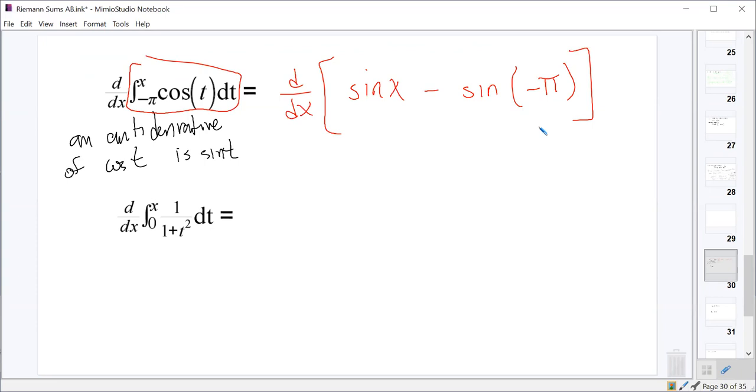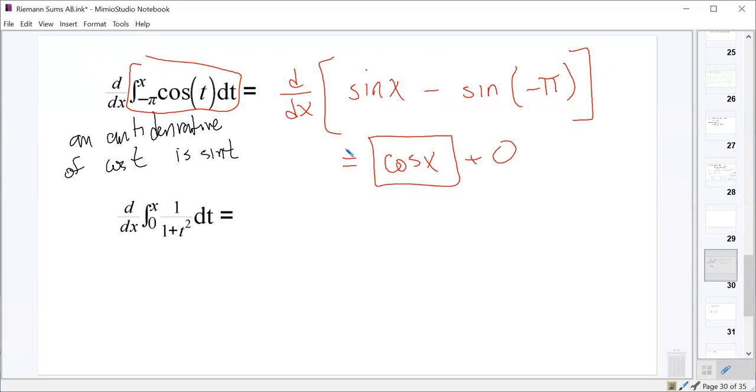Okay, what's the derivative with respect to x of the sine of x? Cosine x. And what is the negative sine of negative pi? It's a constant, right? True. And so when I take the derivative of a constant, it just goes away, right? Cosine x plus 0, or just cosine x.